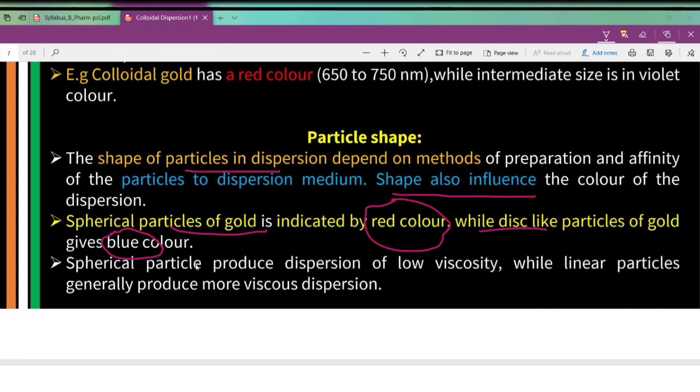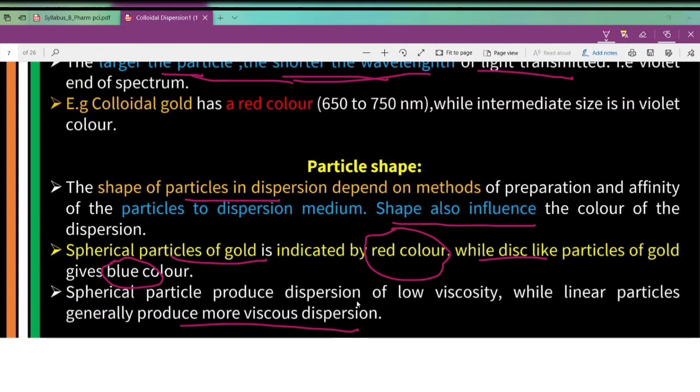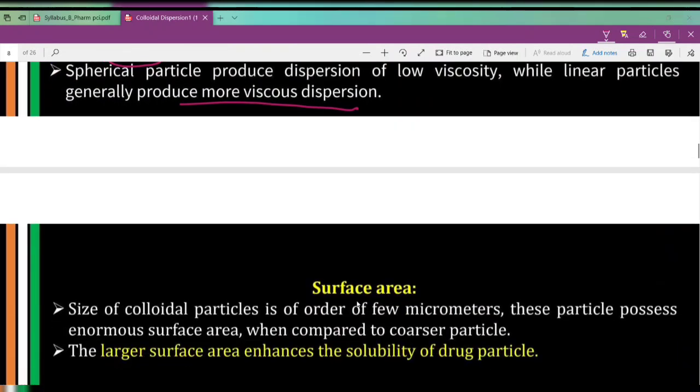If the dispersed phase has a spherical particle shape, then the viscosity will be low, because the friction between the solution or the liquid medium will be low with respect to the corresponding surface area. But if linear particles are there, it will produce a viscous dispersion, meaning the viscosity will be high. So that's the way one particle shape can influence the color and viscosity.